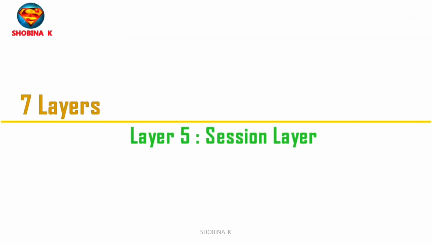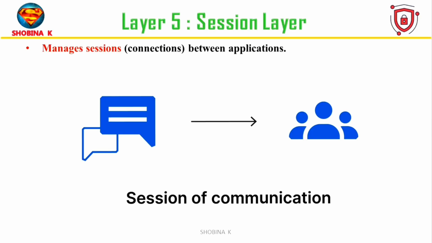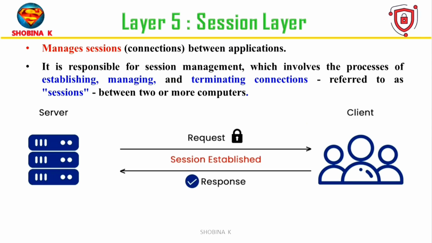Next layer is session layer. Session layer is layer 5 of OSI model. It manages and controls the connection between computers. It establishes, manages and terminates sessions between applications on different devices. It is a logical connection responsible for allowing continuous data exchange between two applications. Apart from that, it also helps in managing authentication, authorization and synchronization.